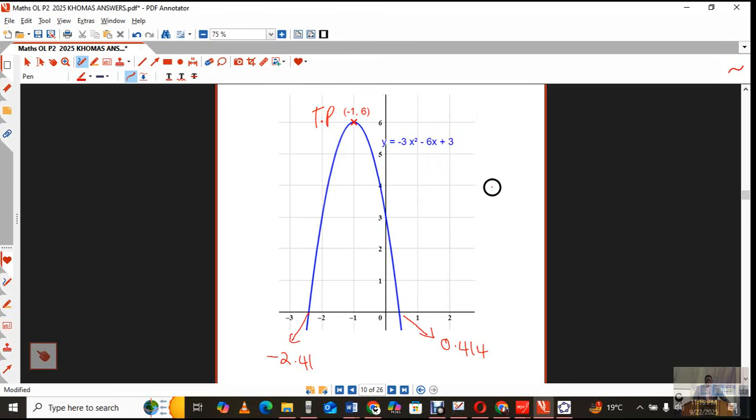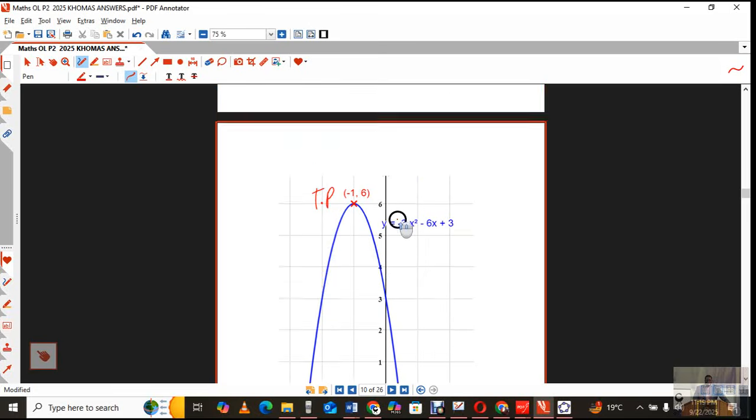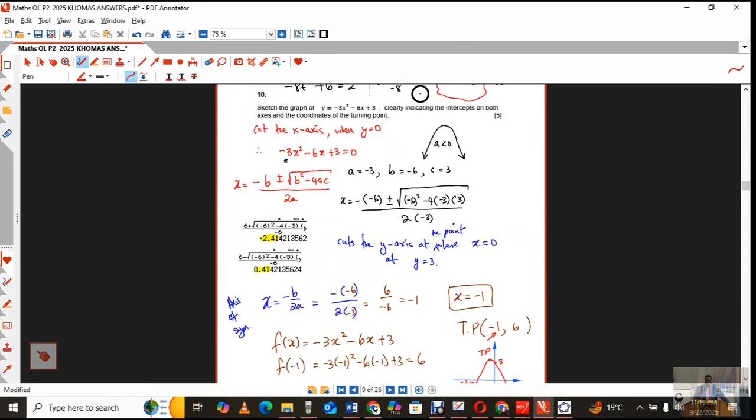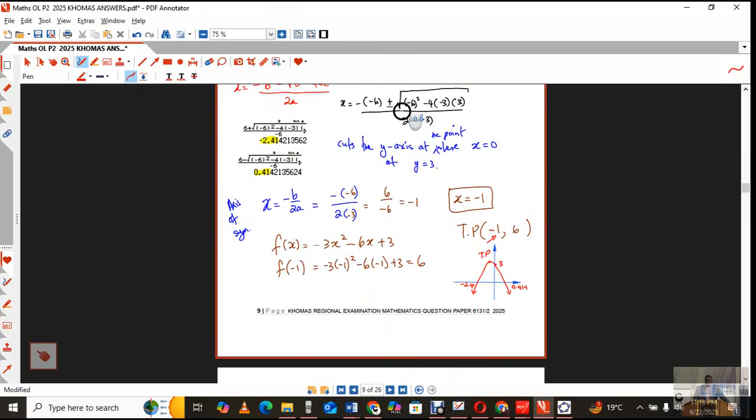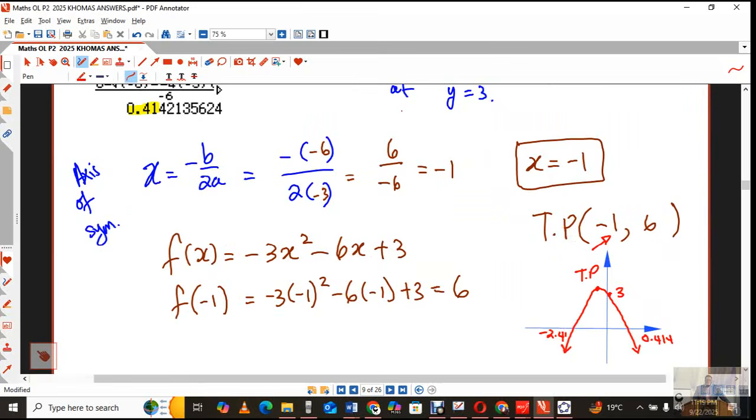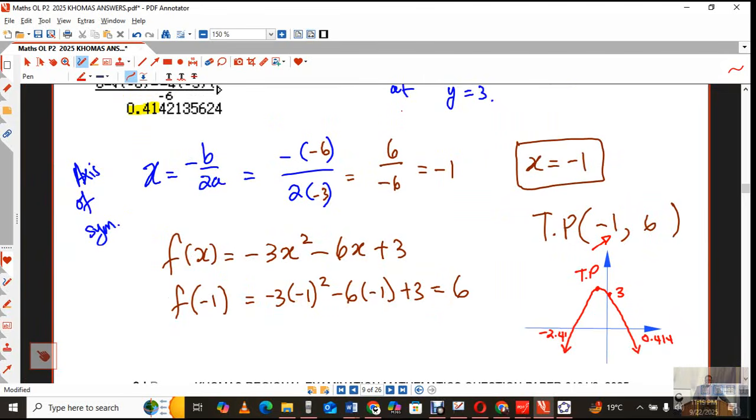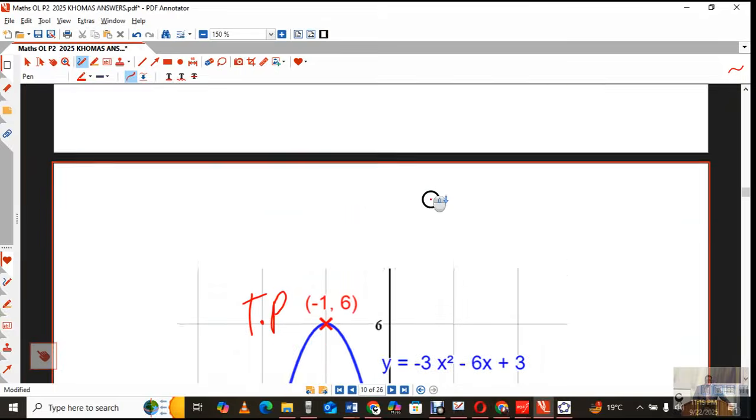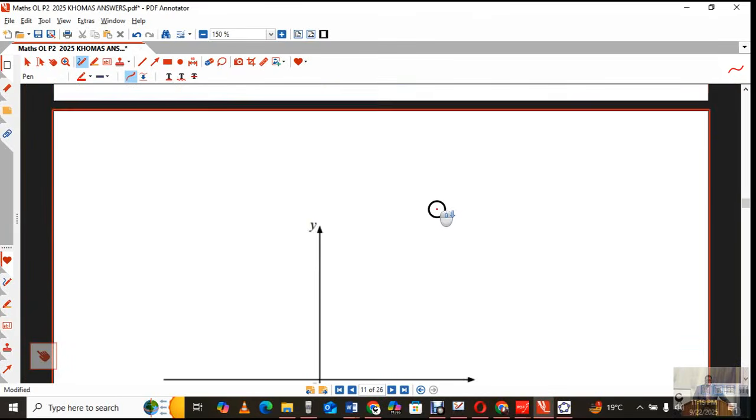So that is how you sketch it, and there's quite a lot that you had to do in terms of the working. No wonder that question carried a whopping 5 marks. Right, there's quite a lot there. I think we can go to the next one.